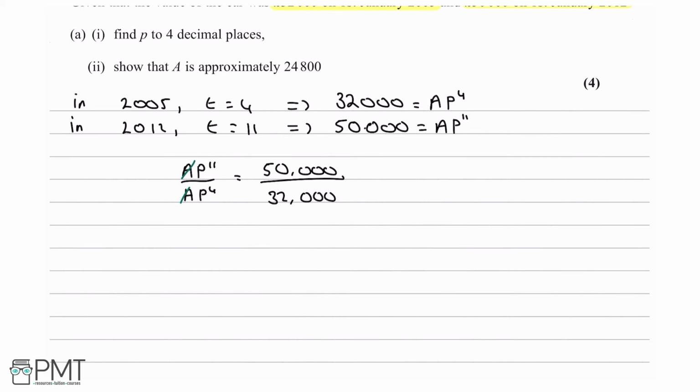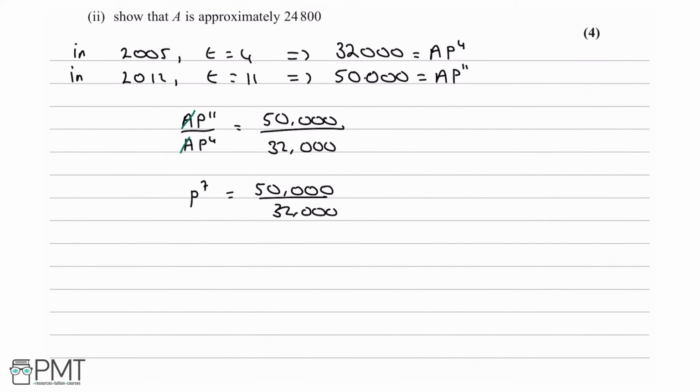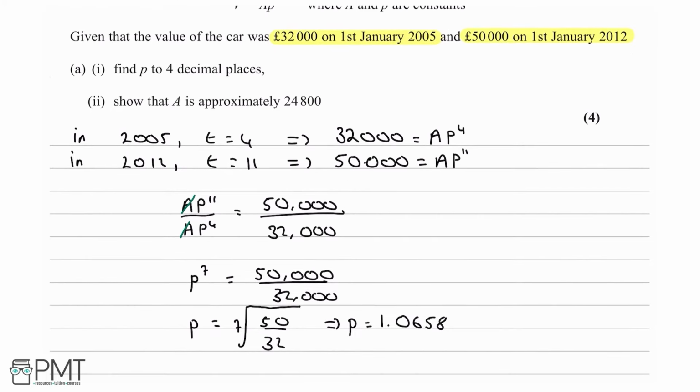So A and A will cancel out, and we're just left with P. This means that P to the power of 7 equals 50,000 over 32,000. The thousands cancel, so we'll just have 50 over 32. And then P equals the 7th root of 50 over 32. When you put this into your calculator, you will get P equal to 1.0658, and we stop after 4 decimal places because the question said find P to 4 decimal places.